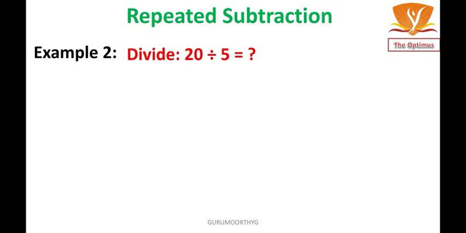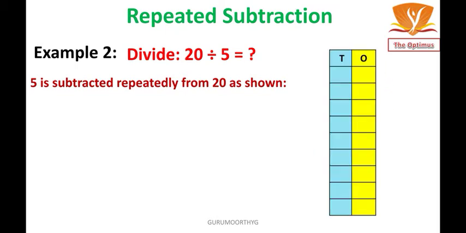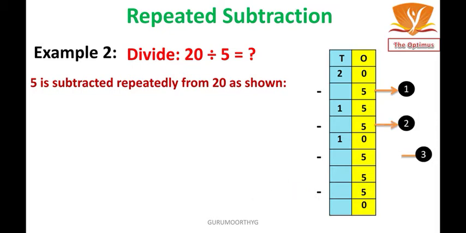Step 1. 5 is subtracted repeatedly from 20 as shown. Dear kids, I am going to represent it in a place value chart. 20 minus 5 equals 15. 15 minus 5 equals 10. 10 minus 5 equals 5. 5 minus 5 equals 0. Step 2. Count the number of 5s. 1, 2, 3, 4. 4 times.